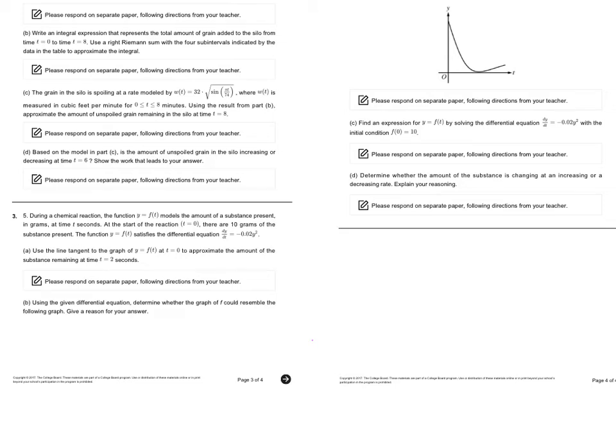Okay, so let's do the last one here. The last one says, during a chemical reaction, the function y equals f of t models the amount of substance present in grams at t seconds. At the start of the reaction, there are 10 grams of substance present. Okay, so translating that to math would be y of 0 equals 10, or f of 0 equals 10. I could write that either way since y equals f of t.